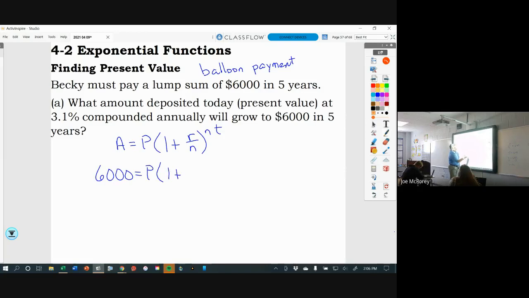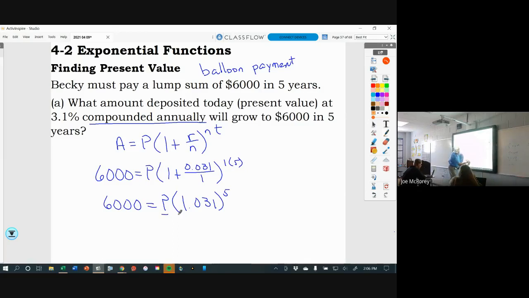Times 1 plus 0.031, the interest rate, over 1, raised to the 1 times 5. So we have 6,000 equals P times, well, 0.031 divided by 1 is just 0.031, plus 1 is 1.031 to the 5th power.